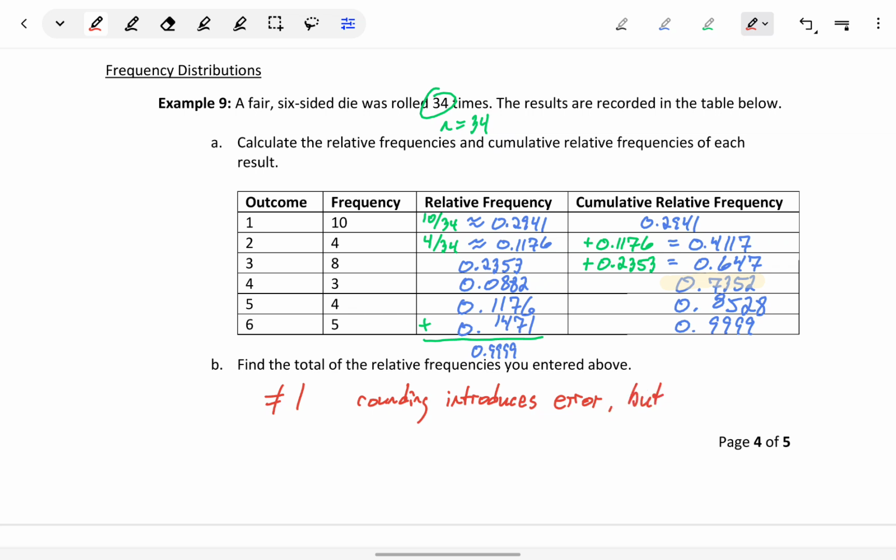But whenever we come up with a chart like this, our relative frequencies should be approximately 1. They might come out to be exactly 1. They might just come out to be something very close to that. Again, due to those different rounding errors, but should be pretty close.